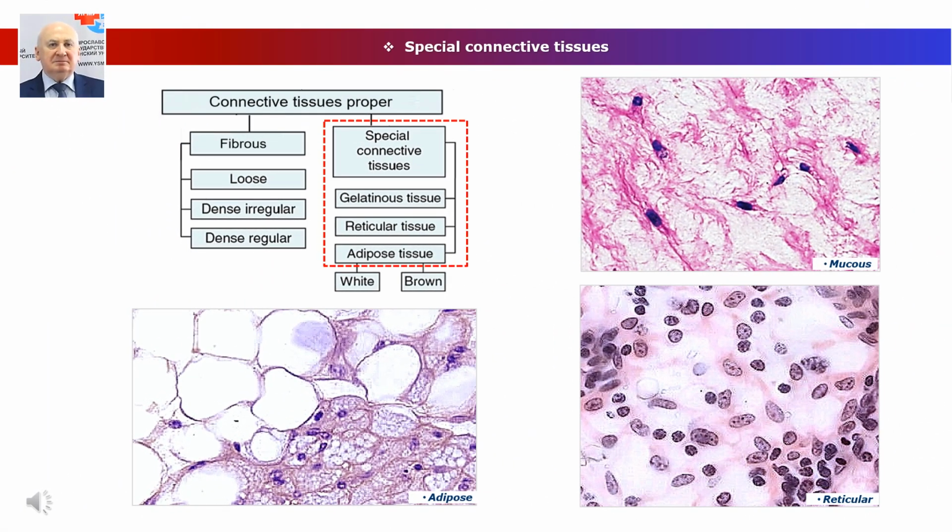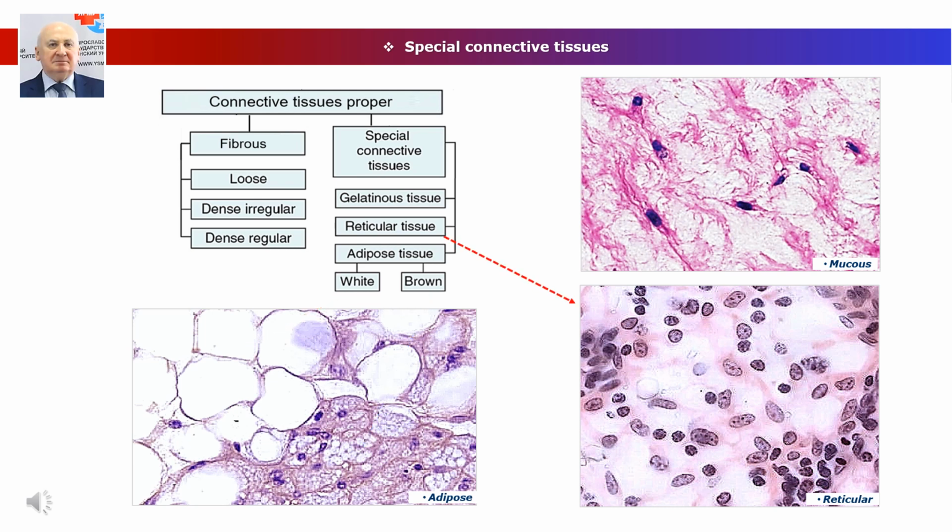The group of special connective tissues includes adipose, reticular, and mucous tissues. The predominant cells of adipose tissue are adipocytes. There are two types of adipocytes and accordingly, two types of adipose tissue, white and brown. In humans, brown adipose tissue is found in newborns and is reduced by the end of the first year of life, after which white adipose tissue remains the only type of adipose tissue.